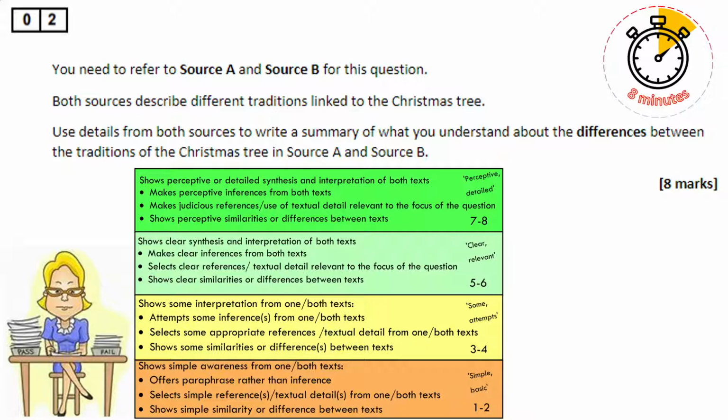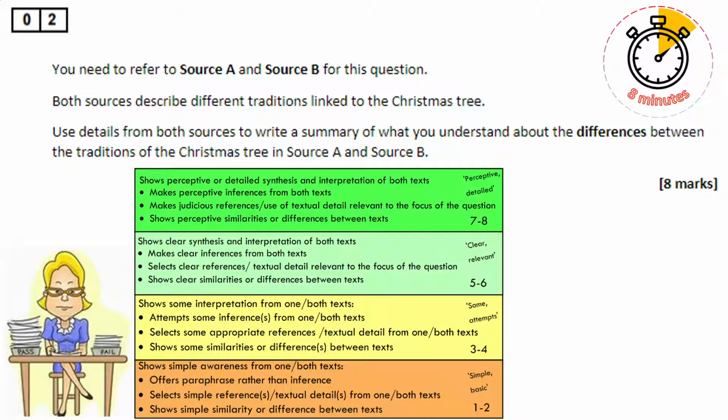So you're comparing by finding similarities or differences. You're always going to use quotes to back up those similarities or differences, and when you've put in a quote, you're going to infer what that quote means. This suggests that, this tells me that, this makes the reader think that, this implies to the reader that.